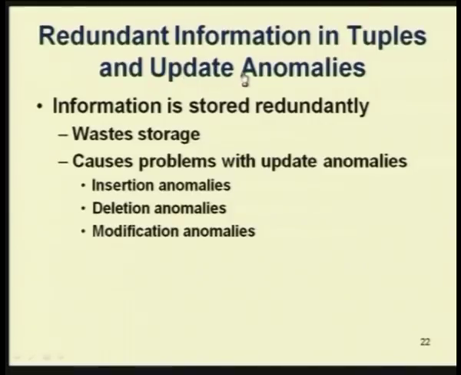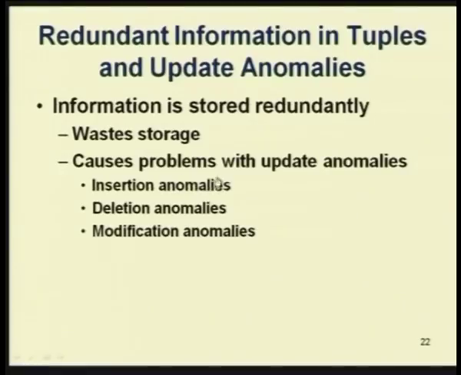So, now what does this mean? So, redundant information in tuples and update anomalies are connected together. So, let us look at that. If information is stored redundantly, there will be lot of wastage of space. Now, that is not the only criterion. If there is only wastage of space, it does not matter. If it increases the efficiency, it is okay, but there are some other problems that are associated with storing of redundant information, and that is it causes problems with update anomalies.